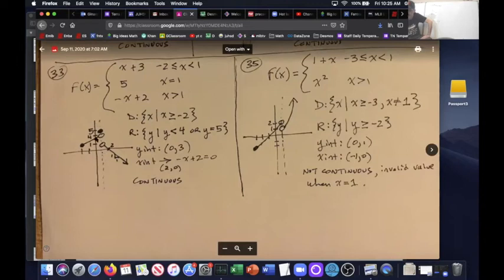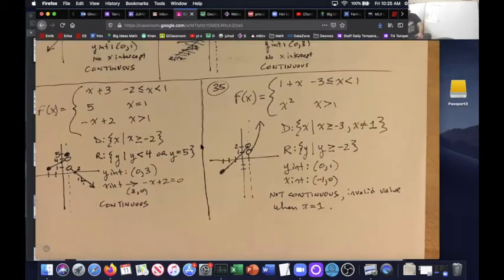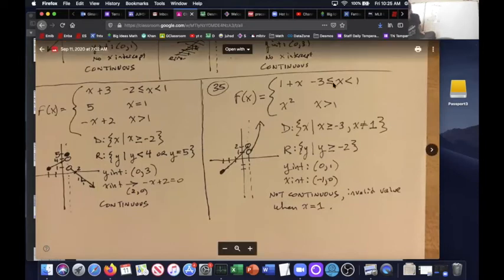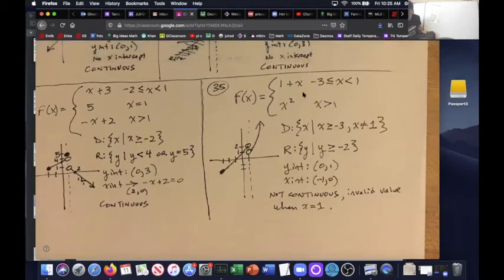There's no issue at this boundary line. There is a valid value when x is 0, it's 5. Okay, then we get to 35, and this is where we start having invalid value issues. Because if you look at these, the boundary line is 1, but it never gives you a way to get the range when x was 1.